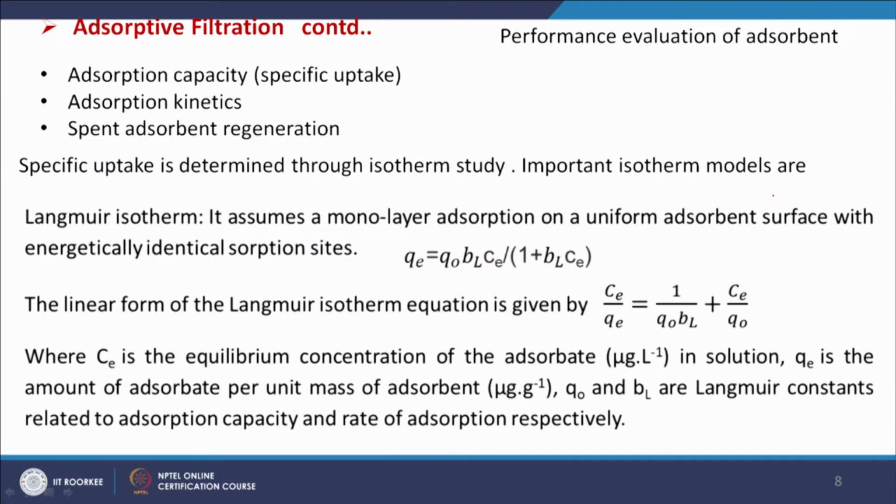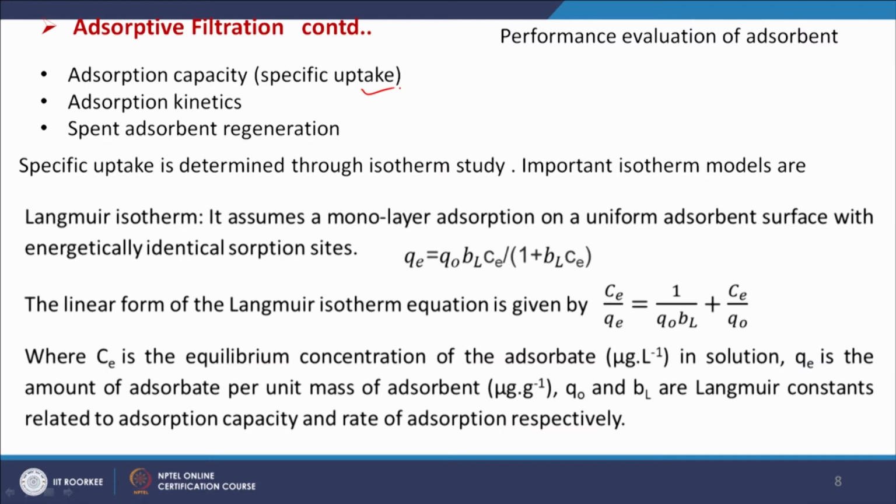And then, how can we evaluate the performance? Performance means, say if we are asked to design an adsorption column or any filter unit for the treatment of wastewater, we have to decide its size, we have to decide the amount of adsorbent required. So, one is adsorption capacity, that is specific uptake, in mg per gram or kg, that is, the mass of adsorbate captured on unit mass of the adsorbent. That way we can evaluate the performance of the adsorbents.